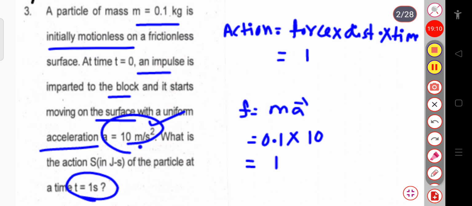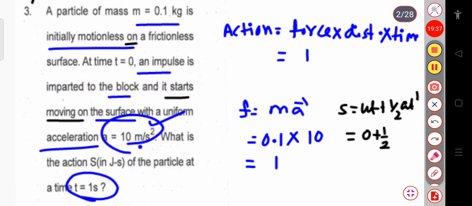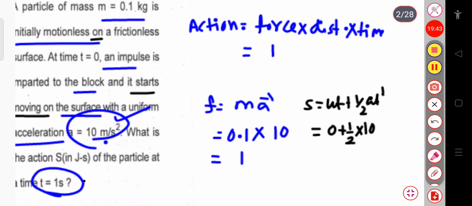Now the distance you have to calculate. For the distance, you know S equal to ut plus half at square. From this question you can see initially it is motionless on a frictionless surface. So initially it is at rest and it starts moving on the surface with a uniform acceleration. So u is 0 here, plus 1 by 2, acceleration is given 10 into t square, means 1 square, because for the time t equal to 1 second, this is 1 square. So 10 by 2 is basically 5. So this is the distance.